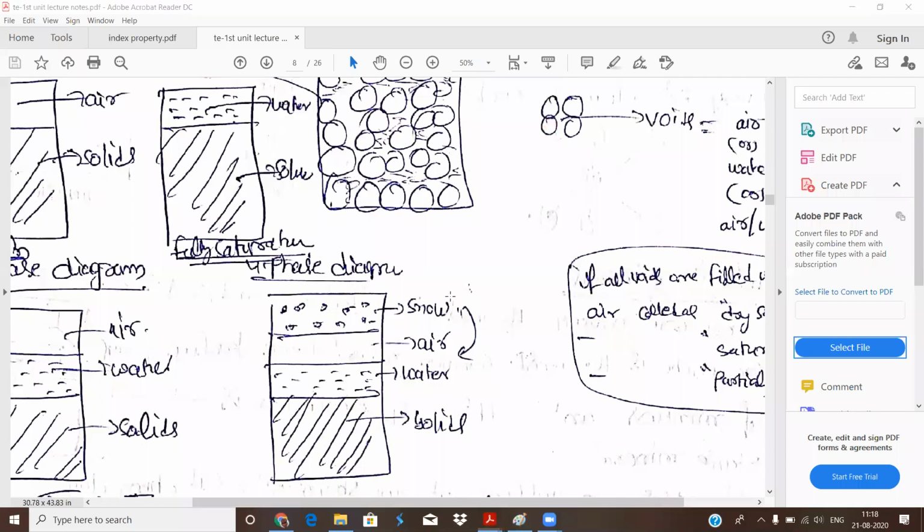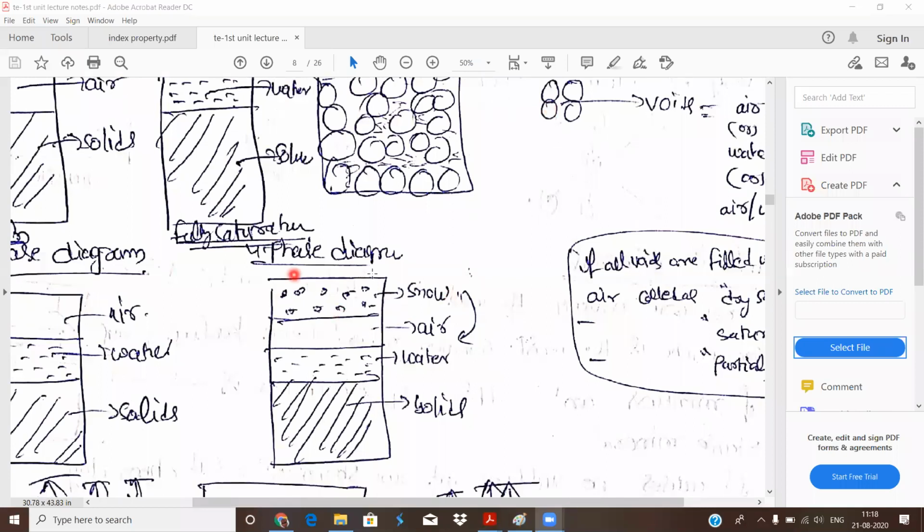Next, the four phase diagram. In the four phase diagram, we have solids, water, and also snow. This type of phase diagram is available in northern areas, winter areas, or snow areas. So there is some part water, some part air, and some part snow. Due to these four phases, we can call it a four phase diagram. Once again I will repeat.